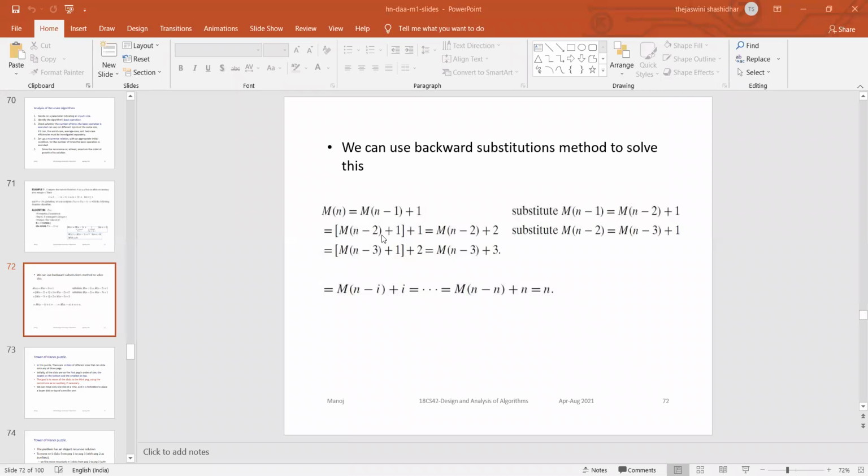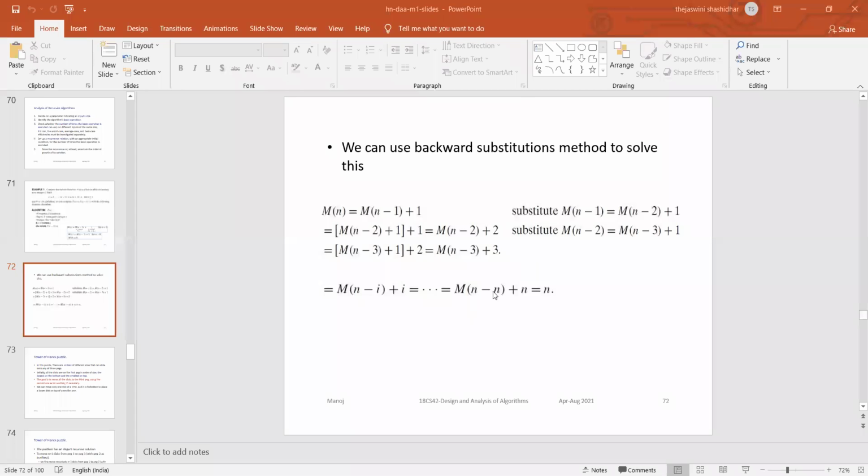Similarly, when you substitute for n minus 2, you will get M(n-2) + 1 + 1, which is given as M(n-2) + 2. Similarly for n minus 3, you get M(n-3) + 3. In order to solve the recurrence relation, you have to substitute this way. Finally, substituting i, you will get M(n-i) + i, and finally up to n, you get M(n-n) + n.